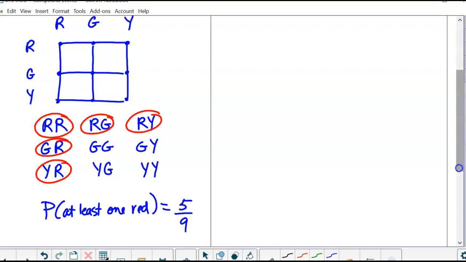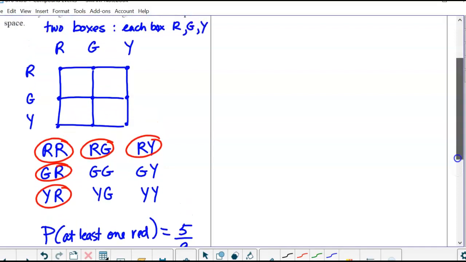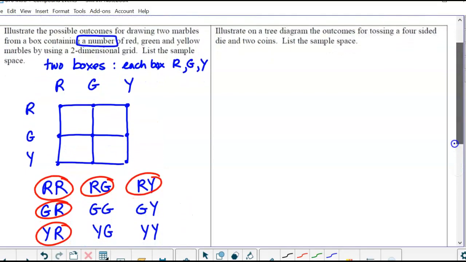So that's a grid. I don't tend to use a grid diagram that much. I do use a tree diagram, which is the next question. So let's illustrate on a tree diagram the outcomes for tossing a 4-sided die and 2 coins. List the sample space.